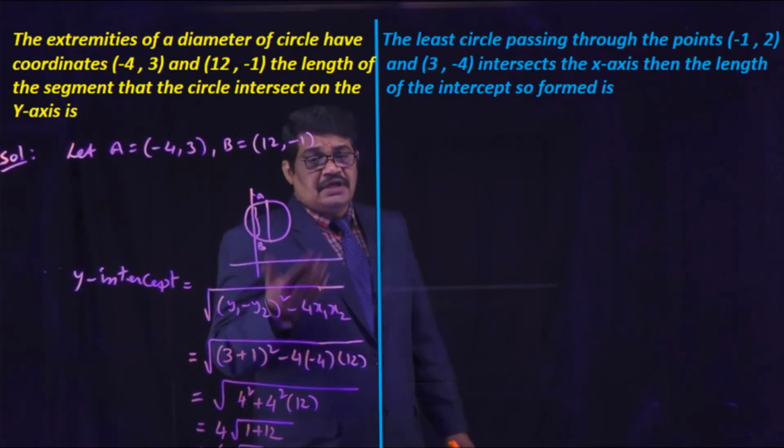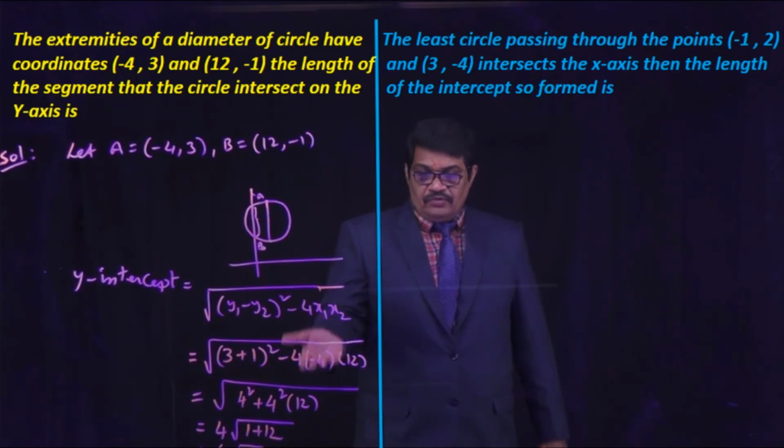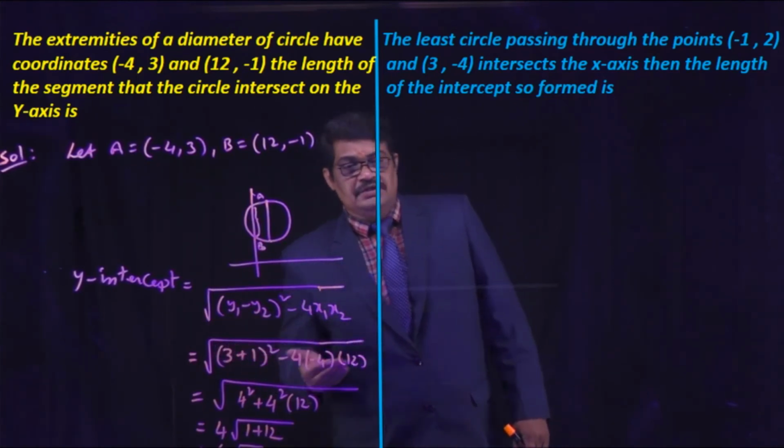That is the intercept made by the circle on the y-axis. That is, the y-intercept is 4 root 13. That is the problem.